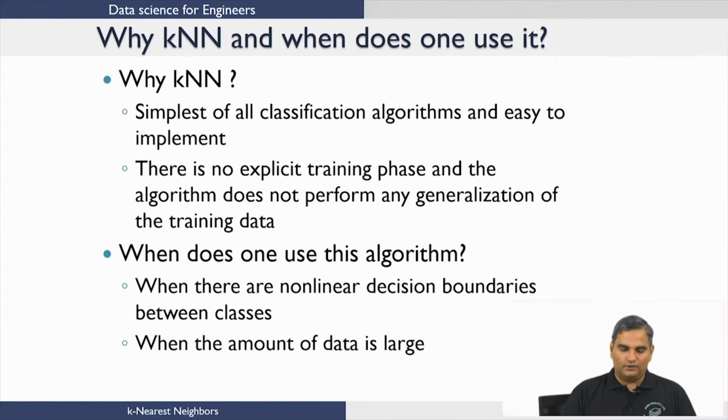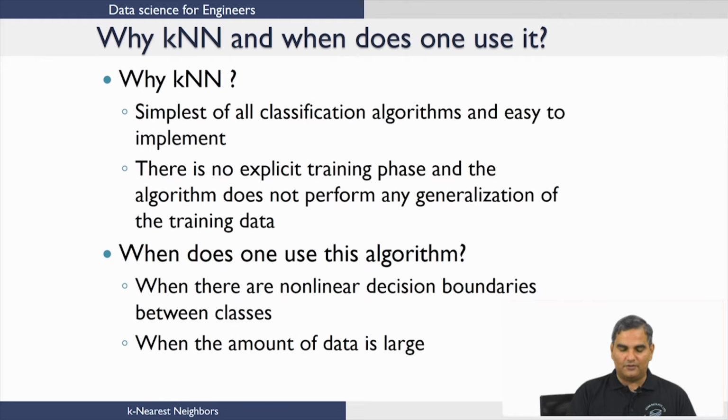And when does one use this algorithm? This is a simple algorithm when there are complicated nonlinear decision boundaries. This algorithm actually works surprisingly well, and when you have a large amount of data and the train phase can be bogged down by a large amount of data in terms of an optimization algorithm and so on, then you can use this.